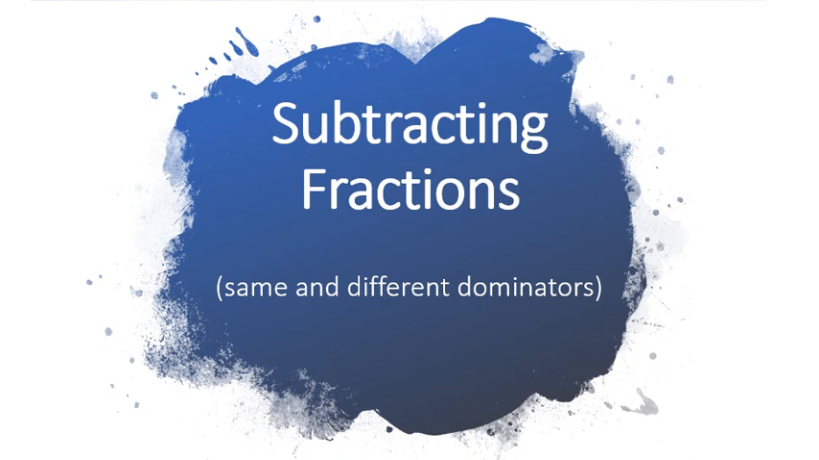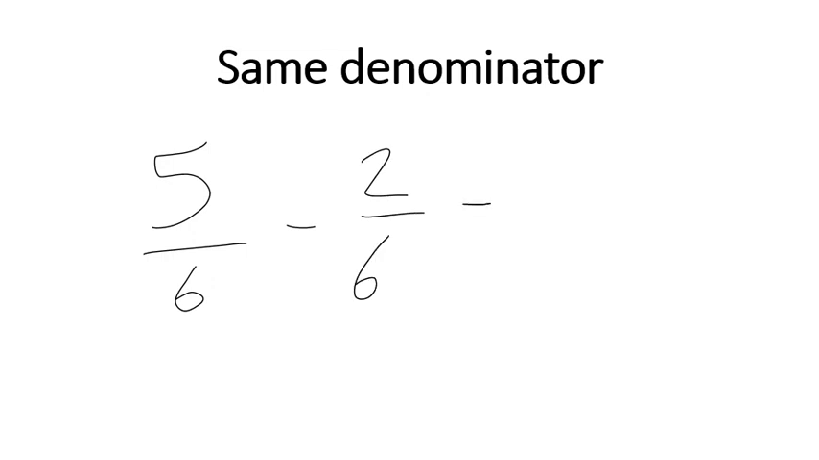This presentation is on subtracting fractions with the same and different denominators. When the denominators are the same, let's take this question as an example. So we've got 5/6 minus 2/6. Now exactly how it works, we work this out in exactly the same way as we did for adding fractions with the same denominators.